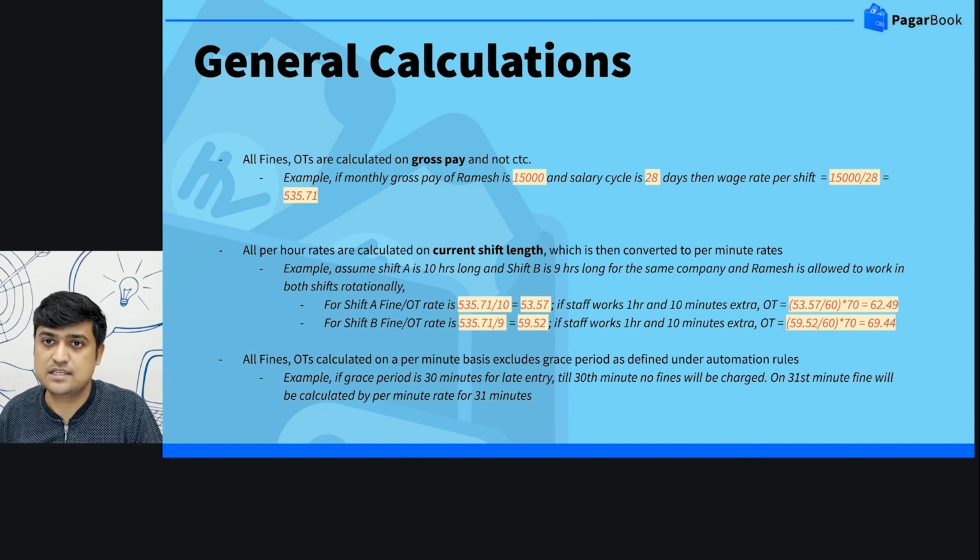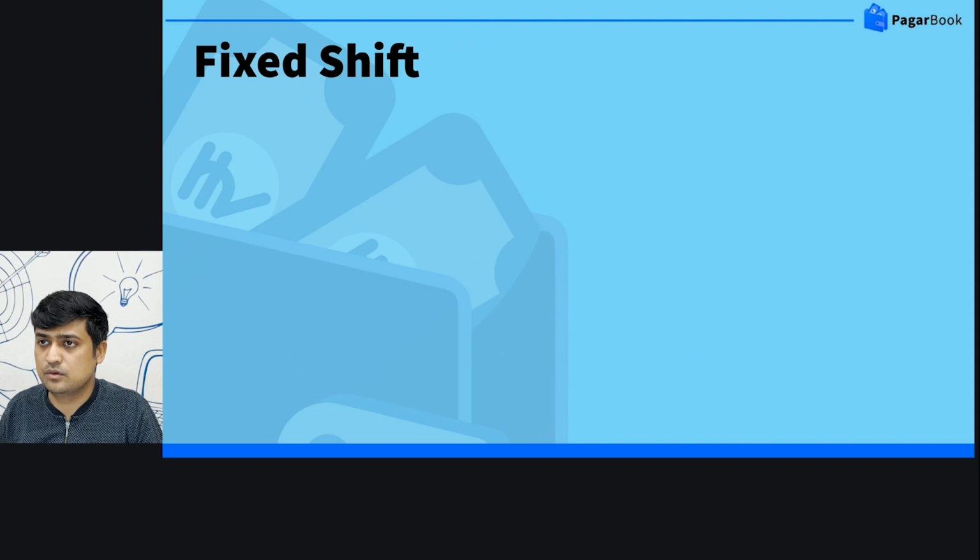So just to summarize, your OT and fine is calculated on gross pay. The per hour rates are calculated on the current shift length, and everything is calculated on a per minute basis, excluding the grace period. We'll take an example and look at how a fixed shift would work, right?